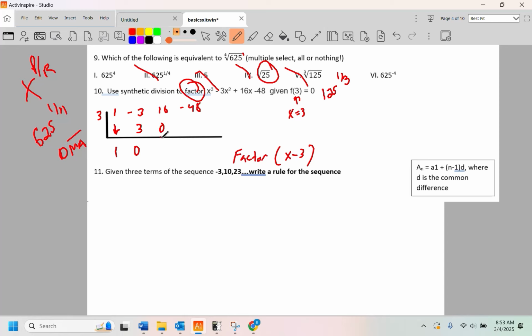3 times 0 is 0. 16 plus 0 is 16. 3 16s makes 48, and there's a 0. The 0 is the remainder. Preceded by a remainder is a constant, preceded by a constant is an x, and preceded by an x is an x squared. Bummer, and I've already made copies of this. Okay, so I'm left with x squared plus 16, which does not factor over the real number system.